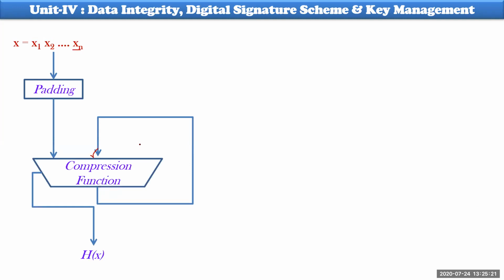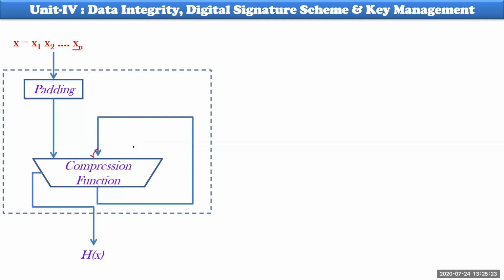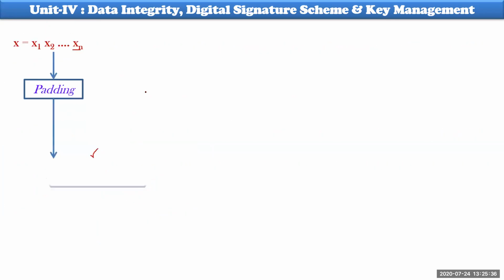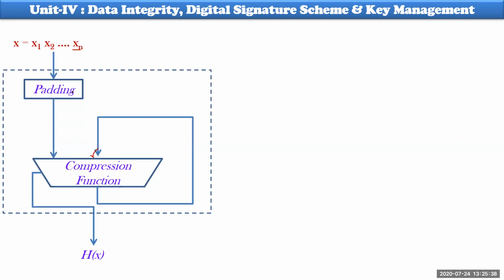And here, what are the sizes which we have to consider? This architecture, which I have mentioned with the dotted line, is called the Merkle-Damgard algorithm. And the size of your padded input will be 512 bits. And the size of your recomputation will be 160 bits.